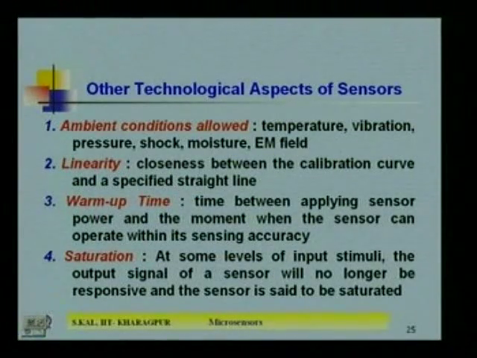Another is linearity: the closeness between the calibration curve and a specified straight line. How close your calibration curve is to a straight line, that is your linearity. Some sensors show linear performance, some do not. You have to know from their physical principle and property which sensor behaves linearly and which does not, and for one that is behaving linearly, how much it drifts from linear is also a parameter of that sensor.